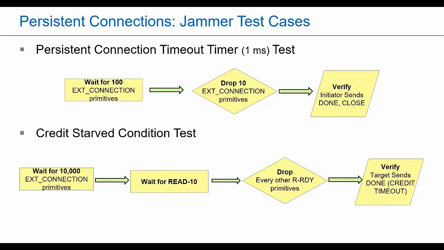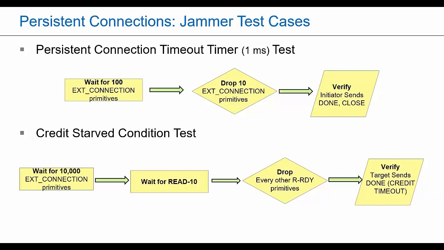You could start by waiting for 100 extend connection primitives. Make sure the link is in this mode. Then you could remove the next 10 in one direction to force the 1 millisecond timeout. You might have to play with the timing there a little, but you would want to see a done close within 1 millisecond of that last extend primitive.